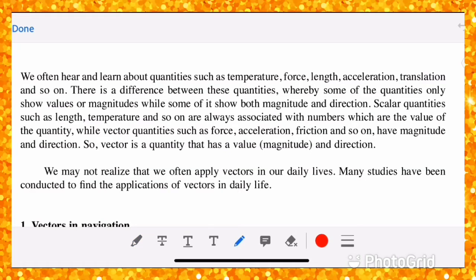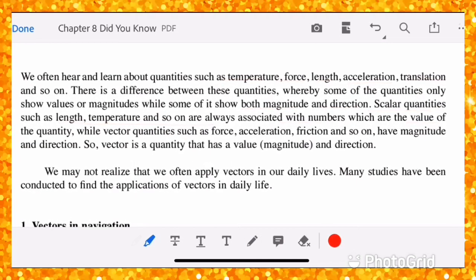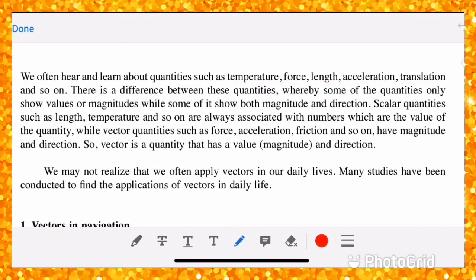So now I need to brief you about the significance of the vectors. We often hear and learn about quantities such as temperature, force, length, acceleration, translation, and so on. There is a difference between these quantities, whereby some of the quantities only show values or magnitudes, while some of it show both magnitude and direction.